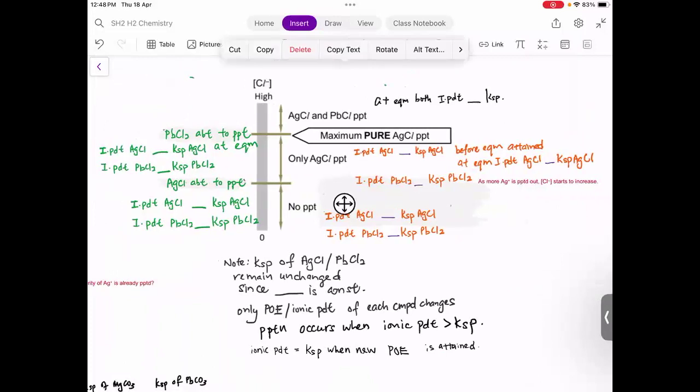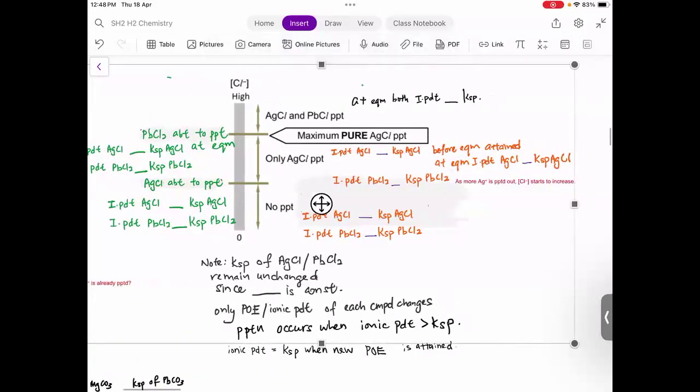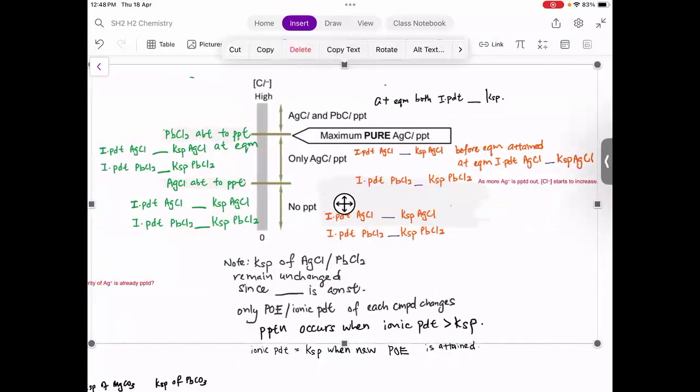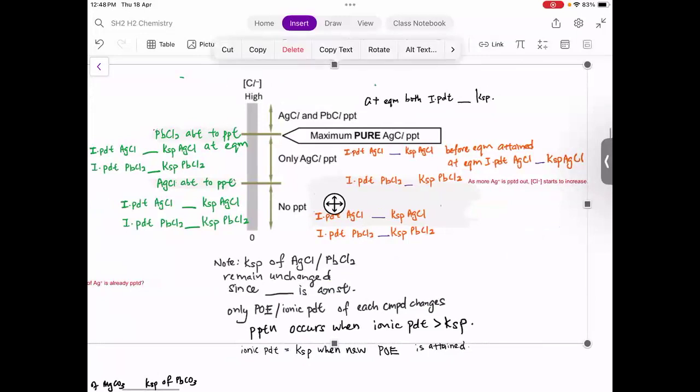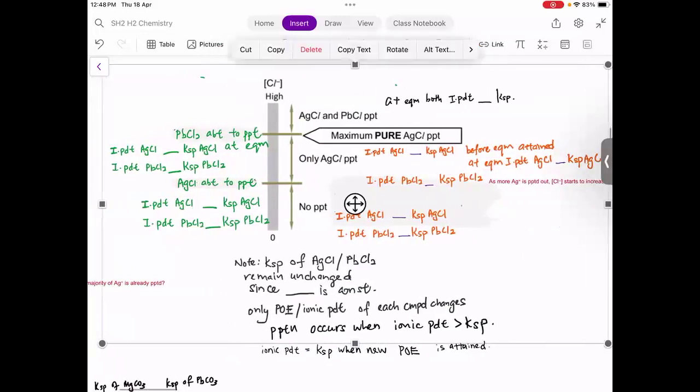So if you understand, then no need to copy the whole thing, I think. Copy the whole thing. If you have your tablet, then you can just take a picture. But most of you don't work with your tablet.